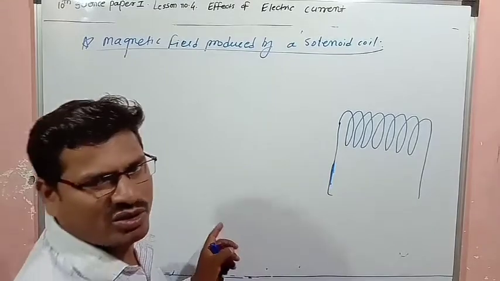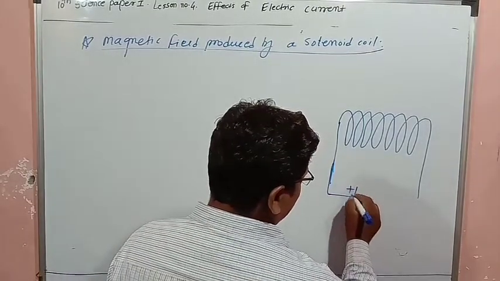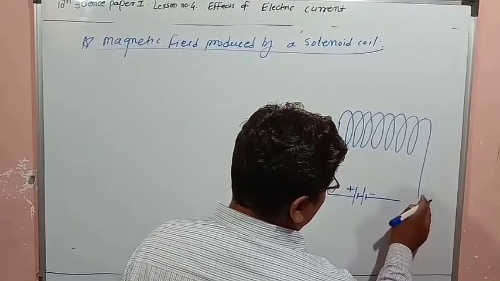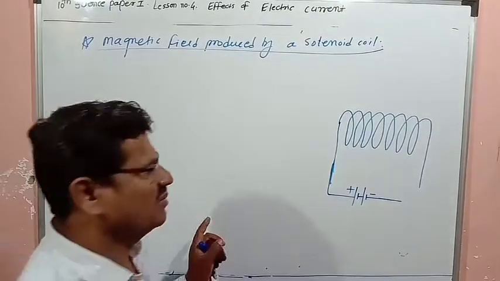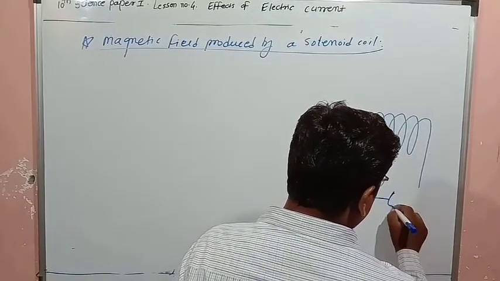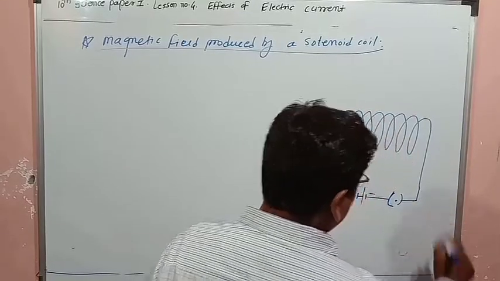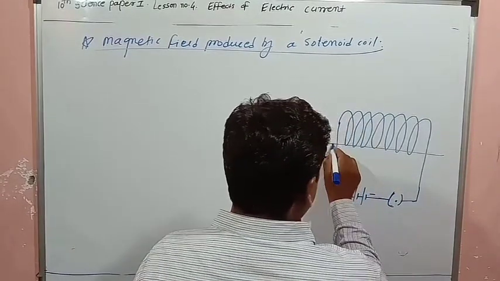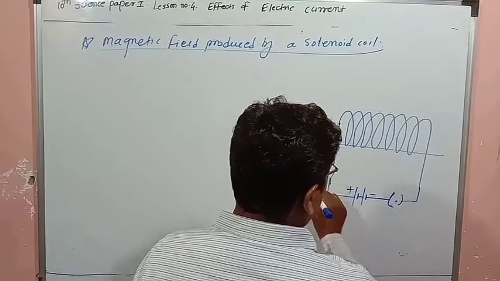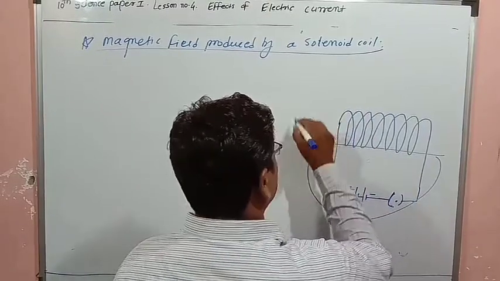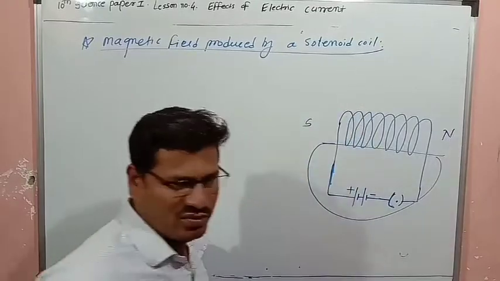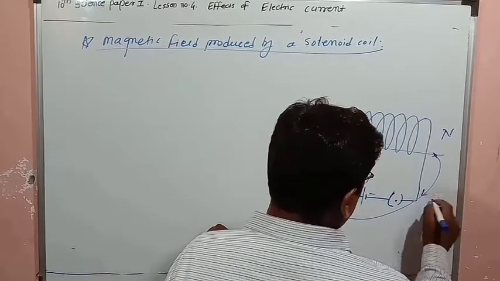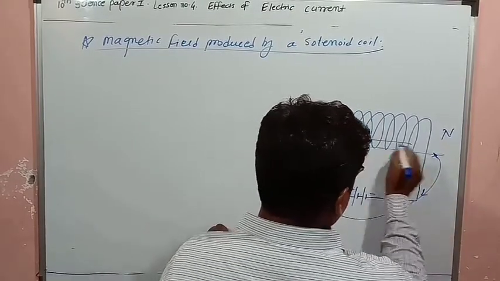Like this way you draw the solenoid coil, then here will be the positive and negative terminal, and here will be the battery. After that you will join one key. Suppose here will be the south pole and here the north pole, south and north. Like this way you show the direction. So next is the next line.